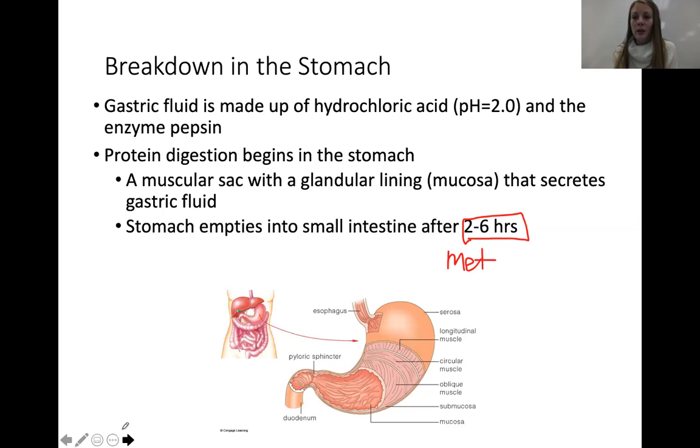So this image here on the bottom, just to give you some reference points, here's that esophagus. That food enters through that esophagus, and we have muscle around the outside that covers the stomach. That mucosa, or the mucus, and the submucosa are the different linings that we have. And then here we have the sphincter that then empties the food into the small intestine.